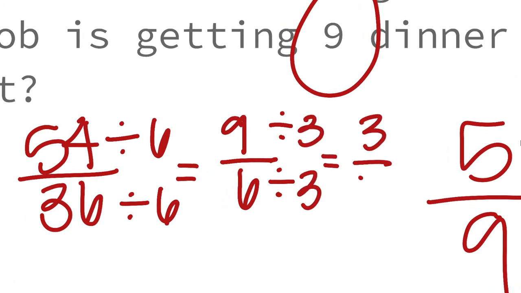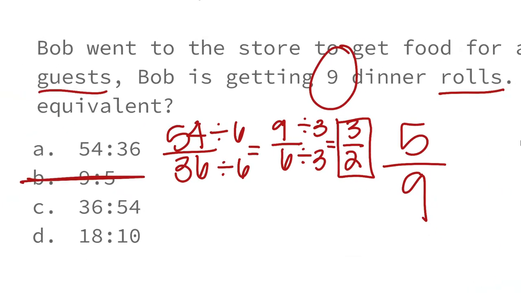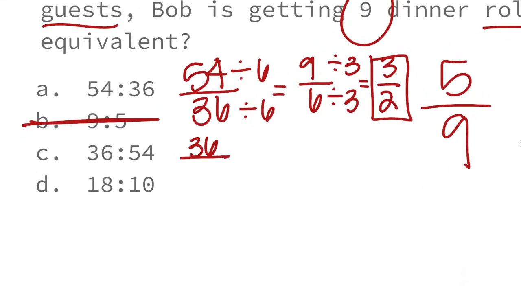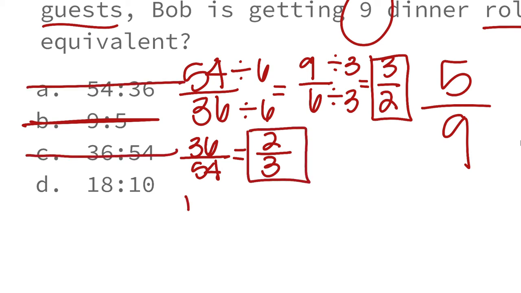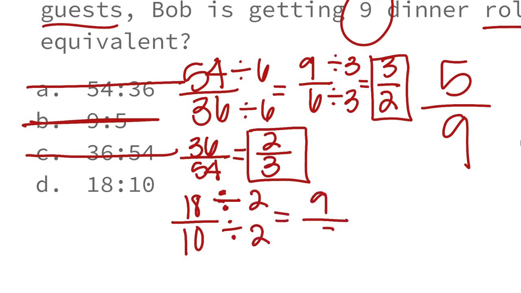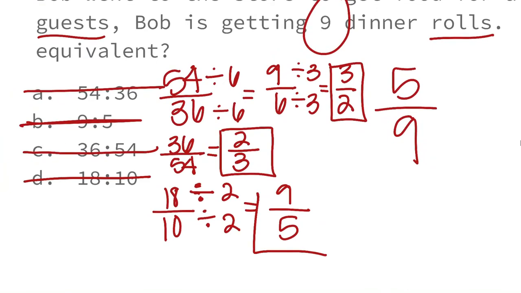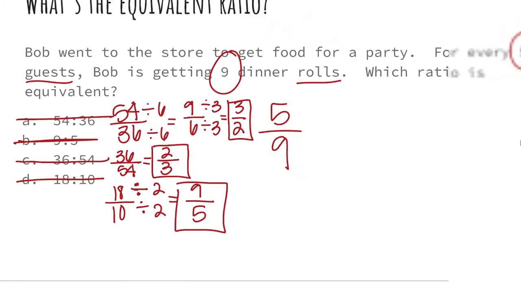Divide by 3. I get 3 over 2, which is not what I want. I want a 5 over 9. This one, 36 over 54. Well, these are the same numbers I just had. They're just reversed. So again, this is going to be the same numbers, just reversed, 2/3, which is, again, not what I want. 18 over 10. I can divide top and bottom by 2. 18 divided by 2 is 9. 10 divided by 2 is 5. So 9 over 5, which is not what I want. So none of these work.